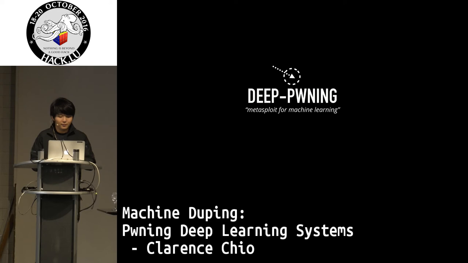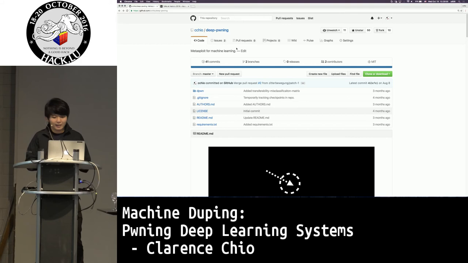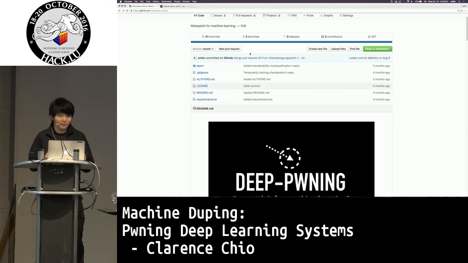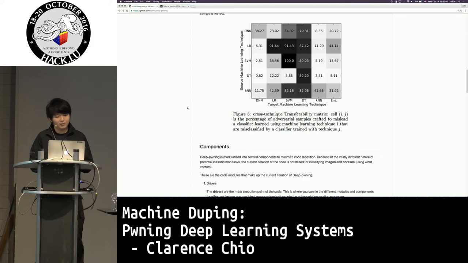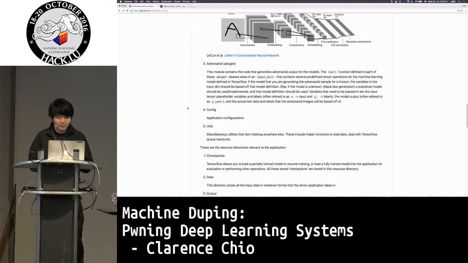So deep pwning is something that I released at DEF CON this year. And basically, it aims to be the Metasploit of machine learning. So what it has is basically some structured code on how you can generate adversarial samples on machine learning models. And basically, you can input your own machine learning models with their own infrastructure, and then use standard techniques for generating adversarial samples that this framework provides.